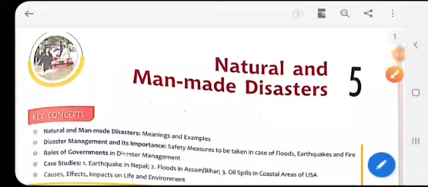Children, today we are going to study about the disasters that we face in our life. Disasters means those heavy losses which are caused either by nature or by man. So disasters can be of two types, that is natural and man-made. Let's study what are natural and man-made disasters.